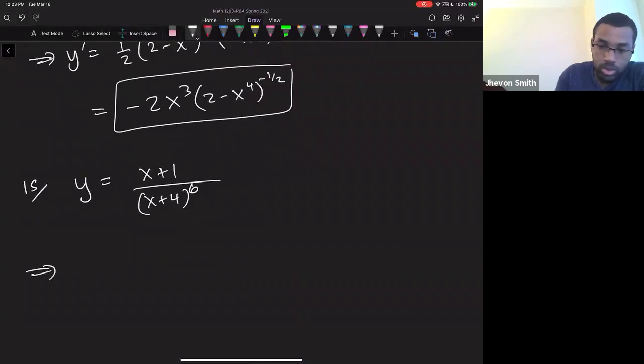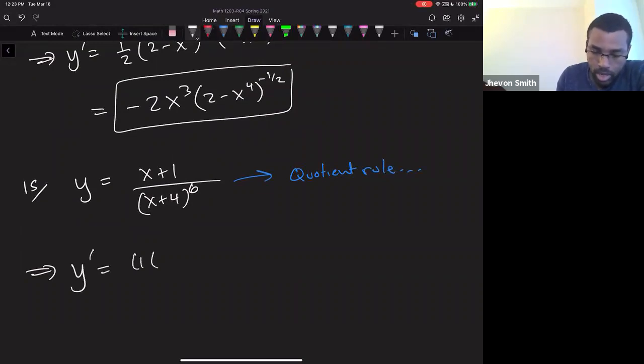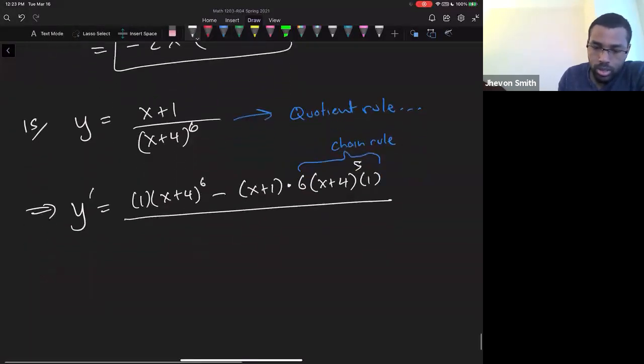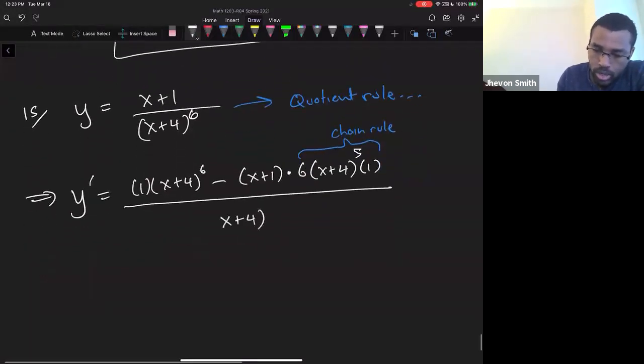Here, I'd apply quotient rule. Can't really simplify that. So it's going to be the bottom times the derivative of the top, minus top times the derivative of the bottom, where the derivative of the bottom was done via chain rule, all over the bottom squared, which means I double the power.